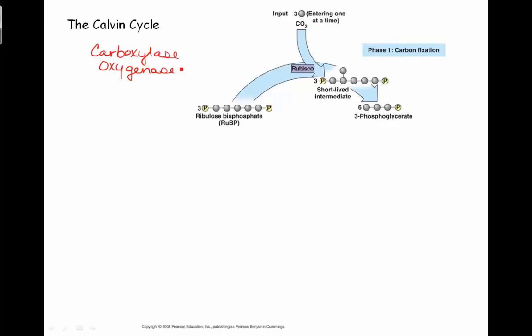So Rubisco actually has 2 different functions that it can perform depending on the substrate that it binds. In the Calvin cycle, it will be binding the carbon dioxide. So when it binds carbon dioxide, we're going to get the carboxylase function. Okay, so that's what we're seeing in this diagram. We're seeing the carboxylase function. We will come back to the oxygenase function in just a little bit.